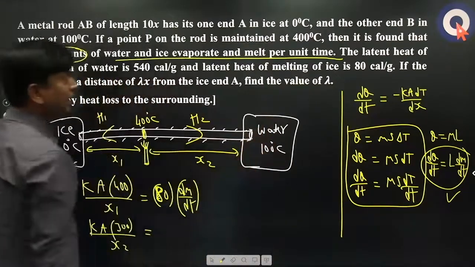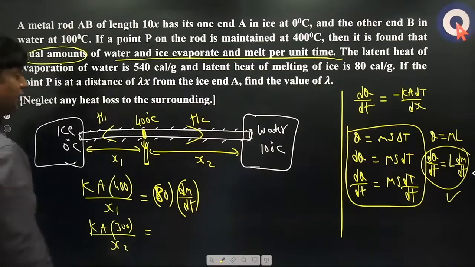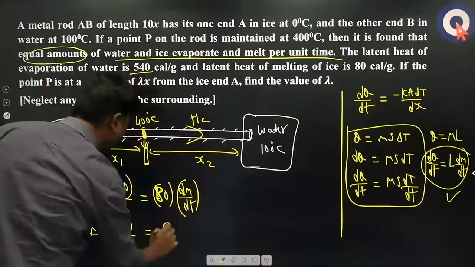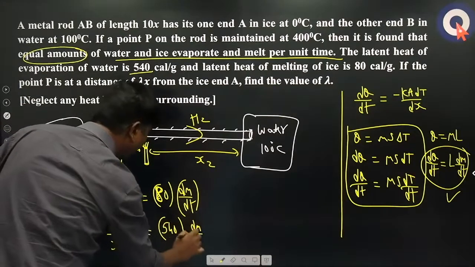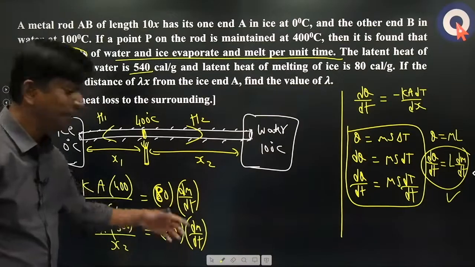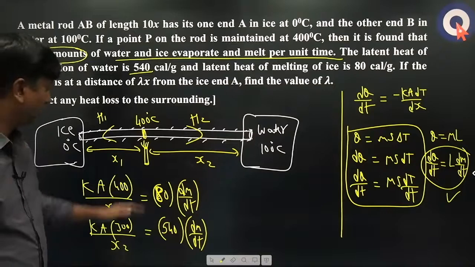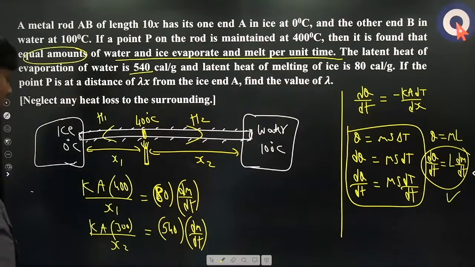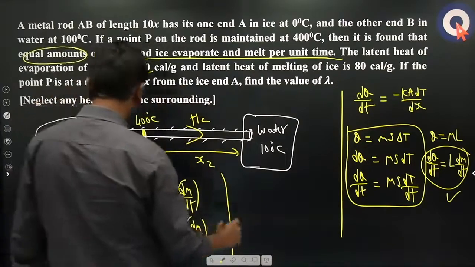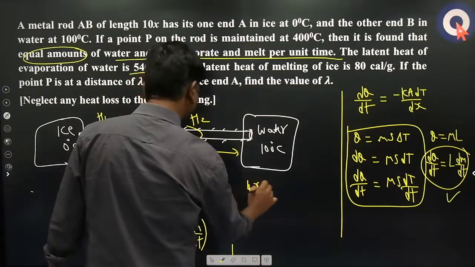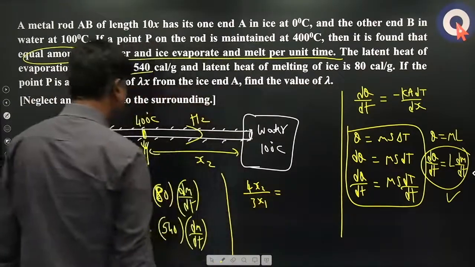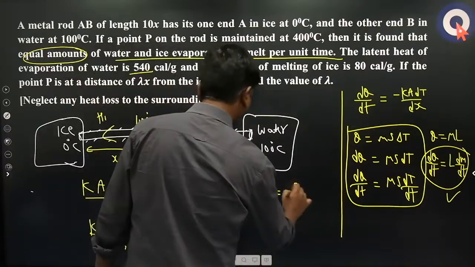Now L is what? Latent heat of vaporization. So what is the latent heat of vaporization of water? It is given that it is 540. So we take 540 into dm by dt of this one. And this dm by dt and this dm by dt are equal, right? So you can simply divide and cancel this dm by dt. KA also cancels. So your equation will reduce to 4x2 by 3x1 is equal to 8 by 50.